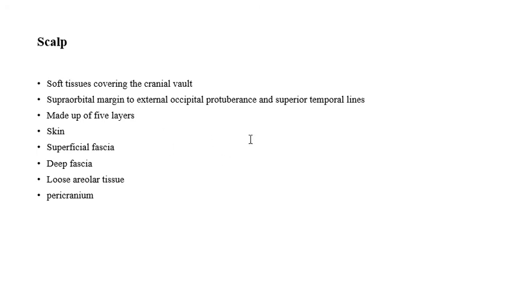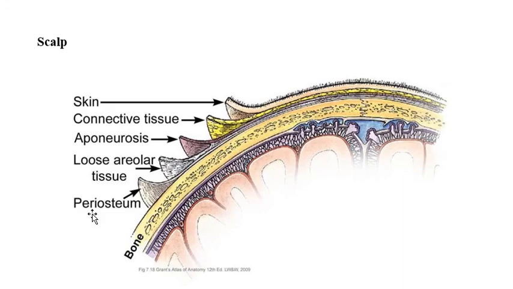It is made up of five layers: first one is the skin, second is superficial fascia, third is deep fascia, fourth one is loose areolar tissue, and fifth one is the pericranium. You can see in the diagram. This is the skin. This is the connective tissue. This is aponeurosis. This is the loose areolar tissue, and this is the periosteum.